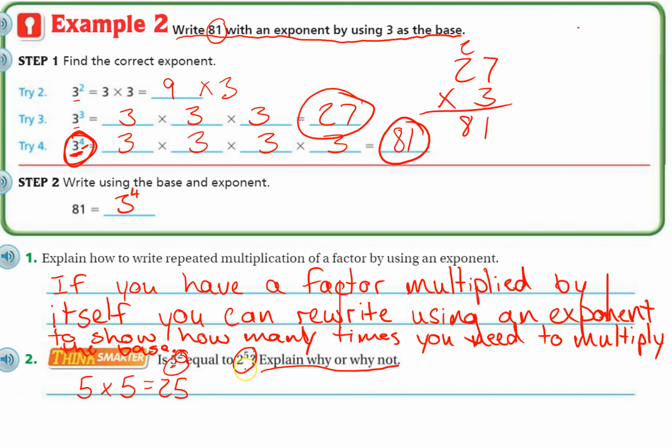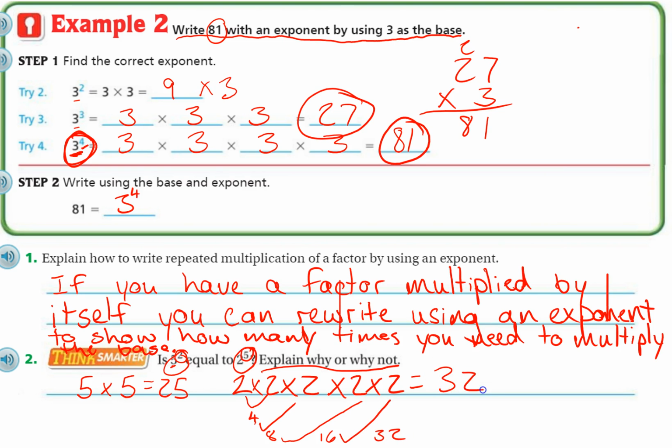So what is 2 to the 5th? Well, that means 2 is repeated. How many times? 5 times. So 2 times 2 times 2, there's 3. Times 2, there's 4. Times 2, now we have 5 2's. And what does that equal? Well, let's find out. 2 times 2 is 4. 4 times 2 is 8. 8 times 2 is 16. And 16 times the last 2 is 32. So no, they are not equal.